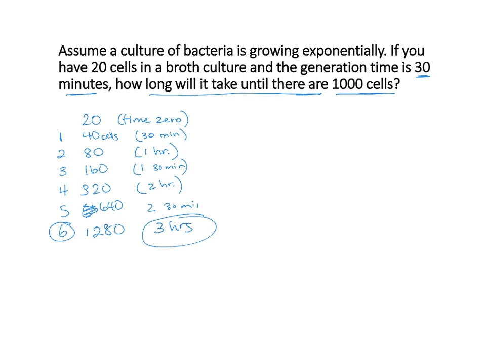Okay, so again, I think there's a practice on your homework to figure out a question like that as well. The mistake that students usually make is they may count 20 as their first generation, and then they're going to be off with their count here. So keep track, that starting number, that's your time 0.